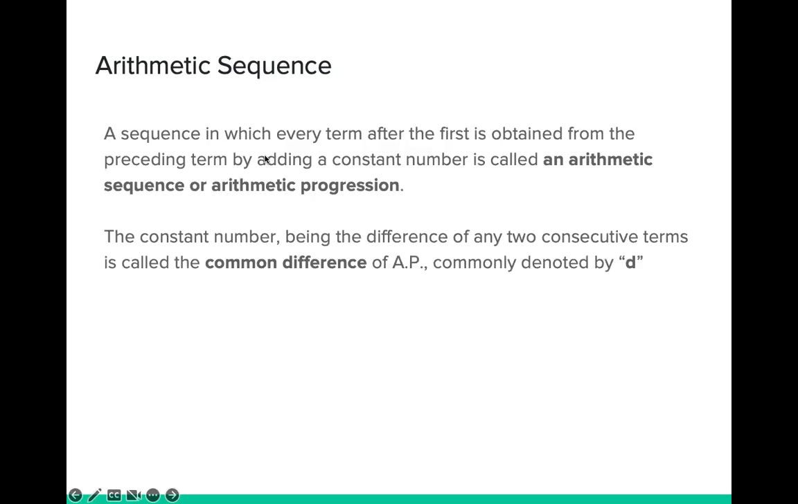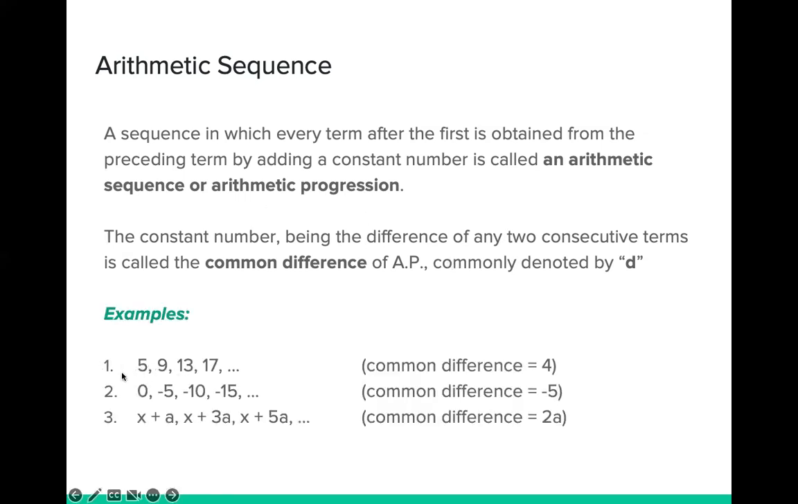So again, an arithmetic sequence is a sequence in which every term after the first term is obtained from the preceding term by adding a constant number. The constant number that is the difference of two consecutive terms is called the common difference of the AP, or the arithmetic progression, which is commonly denoted by d. Okay, so that's the difference.